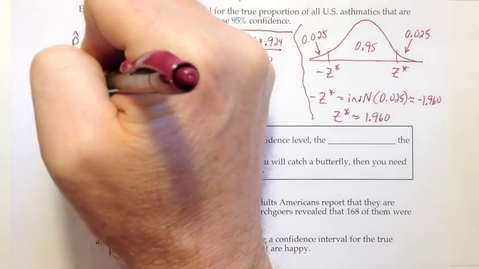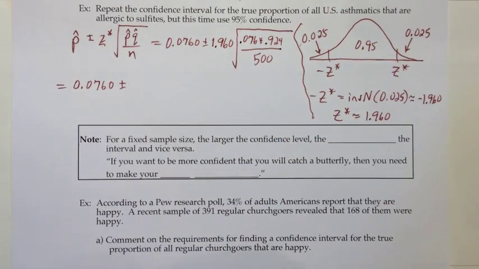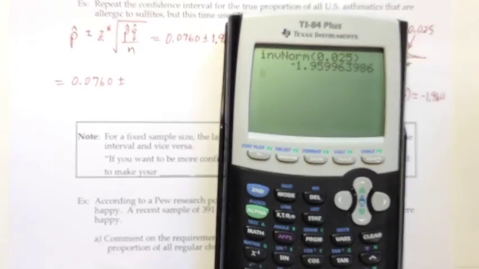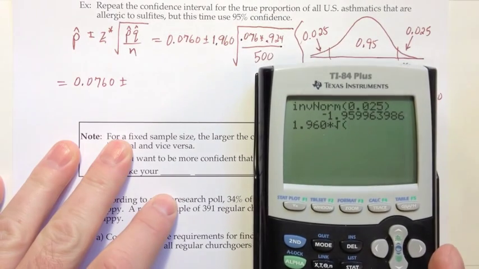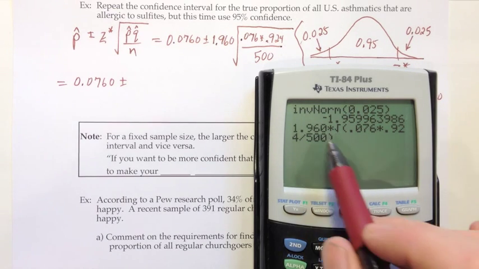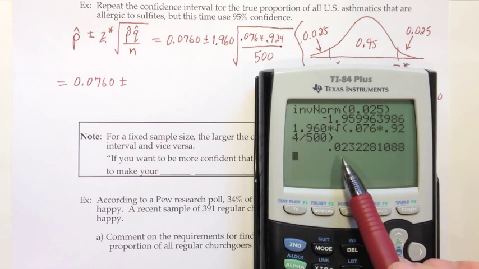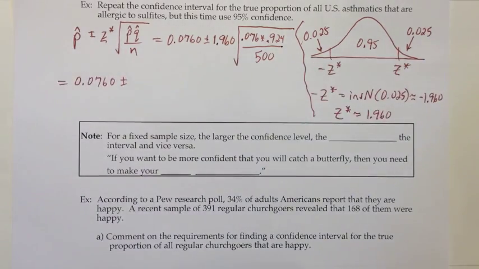Copy down your point estimate again, 0.0760, and then figure out what the plus or minus piece is on the calculator. So let me bring that back in and work out that plus or minus piece. So we have 1.960 times the square root of 0.076 times 0.924 divided by 500. Almost the same calculation we did on the last one, just a different z-score because we want a higher level of confidence. And the plus or minus piece is 0.0232, if I round that to 4 decimals to match this piece. So let's write that in there.